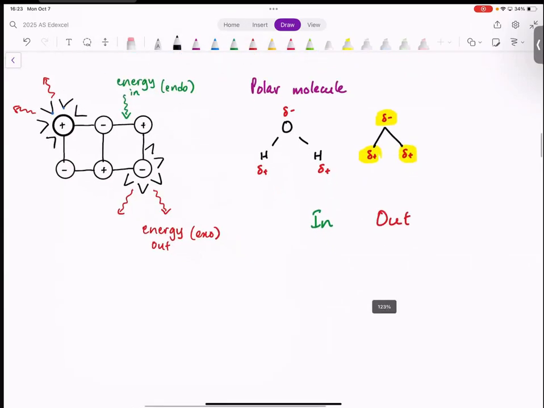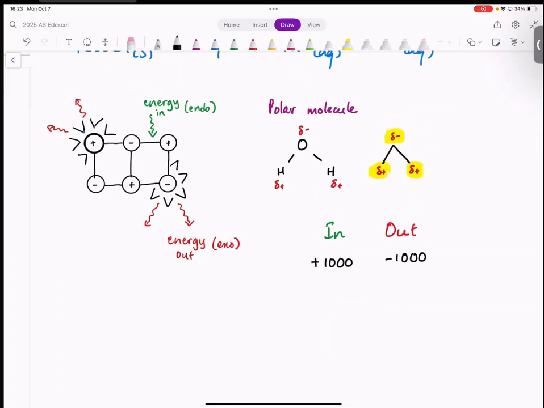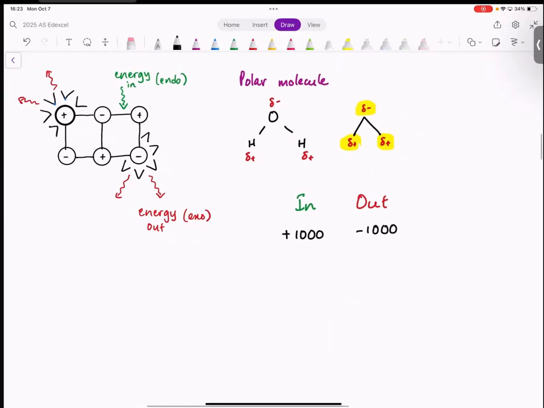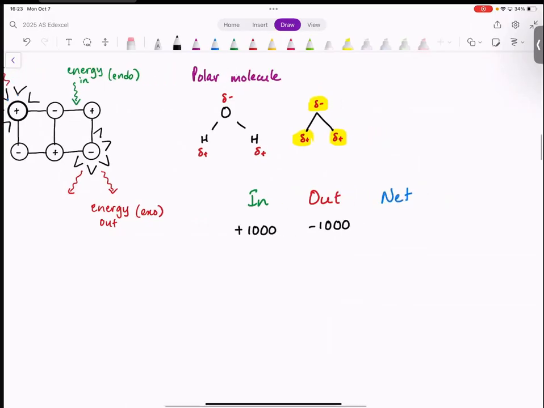Let's say you don't have to write these numbers, I'm just giving a bookish number. Let's say the energy is 1000 going in, but you're getting back 1000. Then net, you don't have to supply any energy. These kinds of compounds are usually going to be soluble.